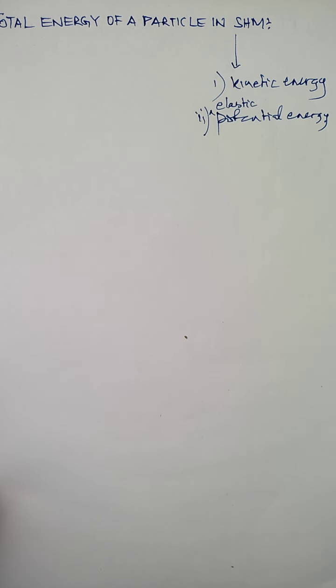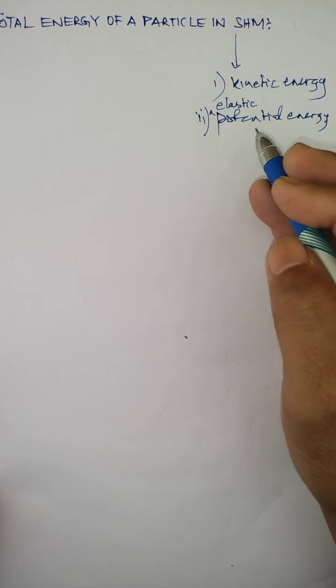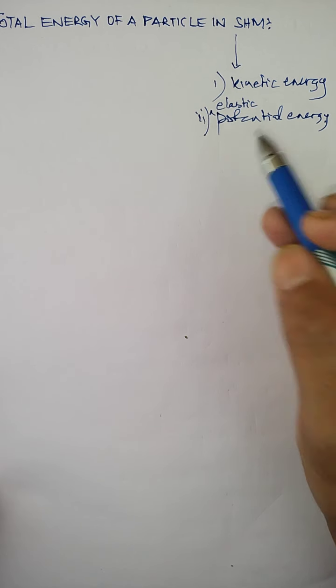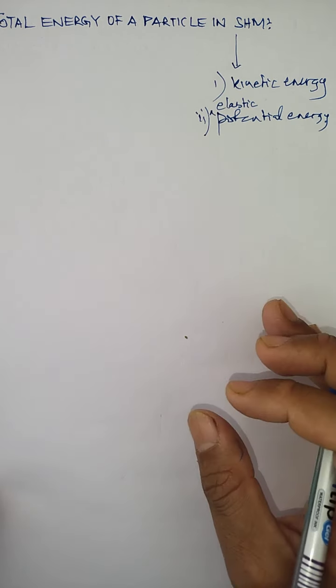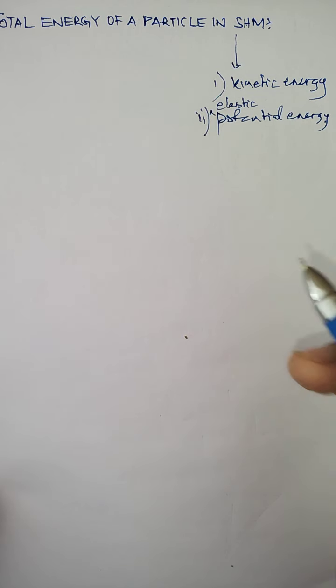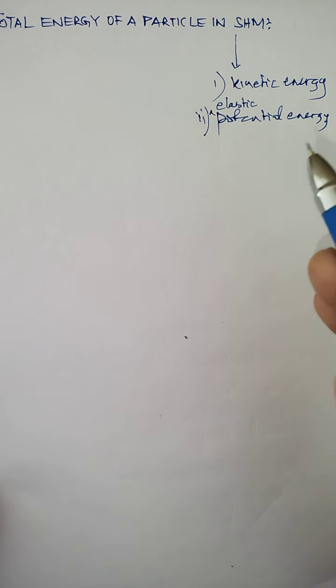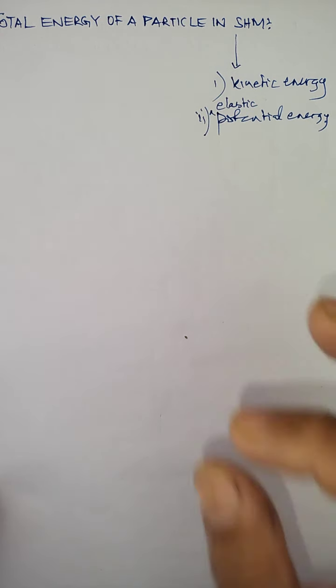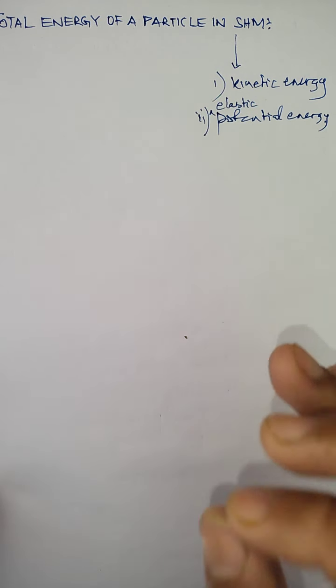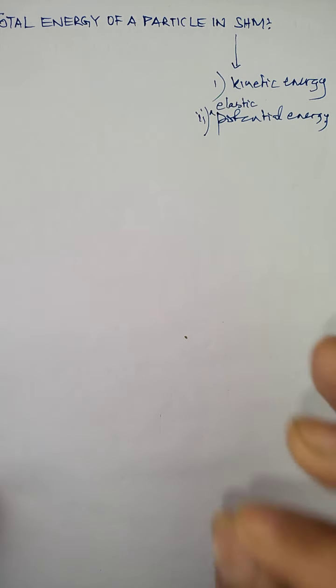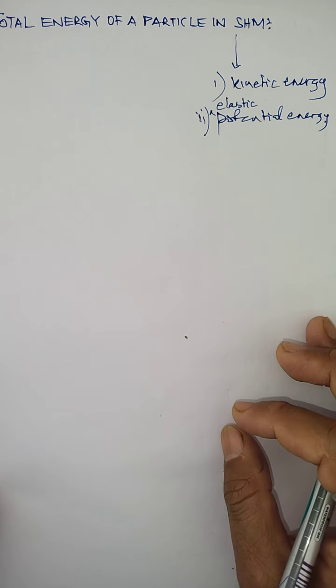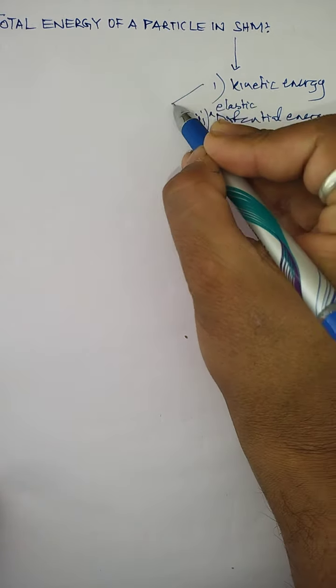Now the particle possesses potential energy on account of the displacement of the particle from the mean position, and kinetic energy is acquired by the particle on account of its motion, which is given by the velocity of the particle. Now these energies vary during the oscillatory motion.